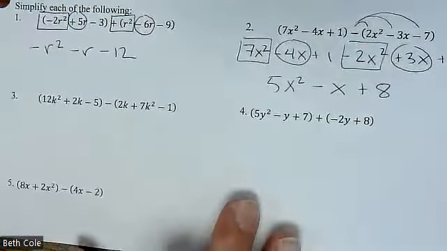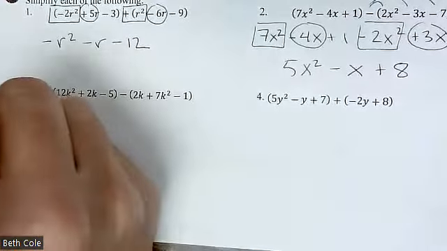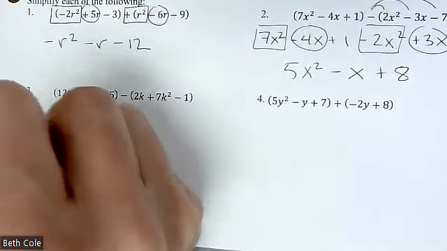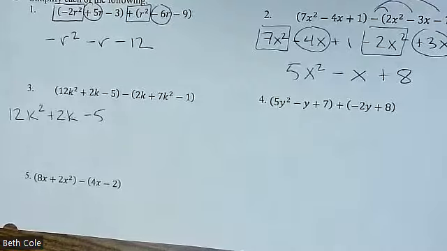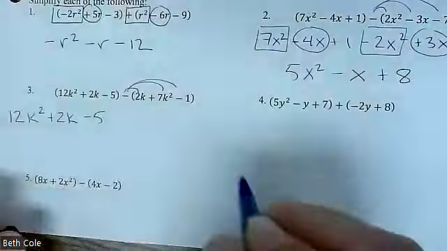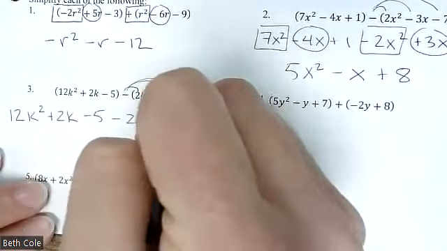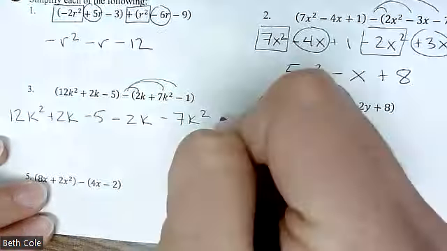So for number 3, you're going to need to write the middle step because it's subtraction. Start all the way over here because it's going to take up a lot of space. You're just recopying the first part and then distribute the negative sign. So that's going to give you minus 2k, minus 7k squared, and then plus 1. It's all just opposite.